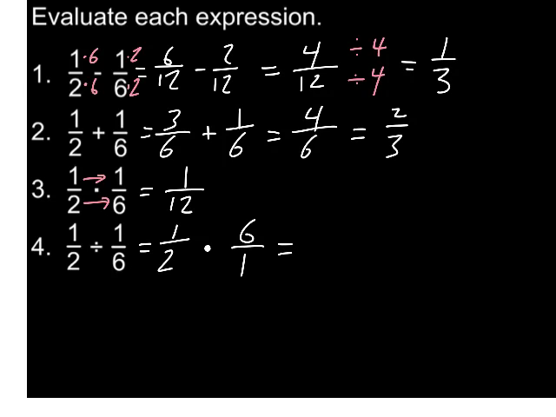Now I'm multiplying, so I multiply straight across the top and straight across the bottom, just like I did in number 3. So that gives me 6/2, which then we need to reduce. 6/2 reduces to 3/1, which is 3. I don't want to leave it as 3/1 because 3/1 just equals 3. 3 then is our final answer.